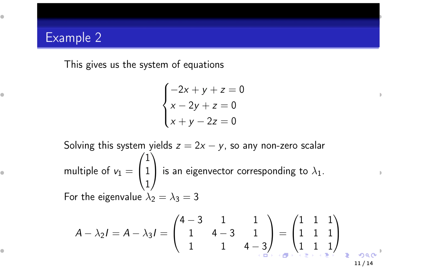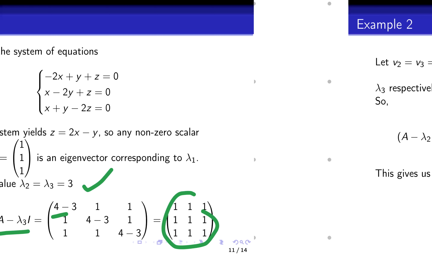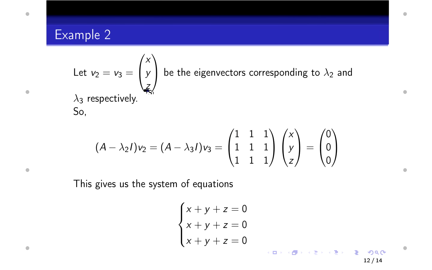we look for this again, A minus lambda 2 I, which is the same thing as A minus lambda 3 I, which is now going to be 4 minus 3, 1, 1, 1, 4 minus 3, 1, 1, 1, 4 minus 3. And then you have 1, 1, 1, 1 like this. And then we go on to tidy all that up. So if we say v2 and v3 is x, y, z, are the vectors corresponding to lambda 2 and lambda 3 respectively.